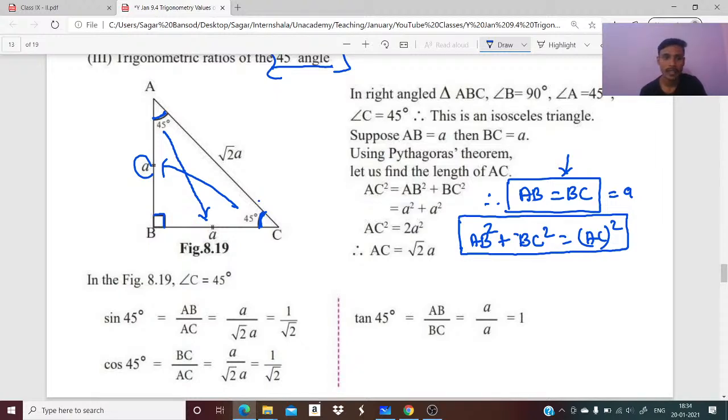So we are just assuming that AB is equal to a centimeter. That's why BC will also be equal to a. Therefore, I can write this equation using the Pythagoras theorem: AB is a, so that will be a square, then BC is also a, that will be again a square, and that will be equal to AC square. So this a square plus a square becomes 2a square, which is equal to AC square. If I take the root on both sides, that becomes under root 2 a is equal to AC.